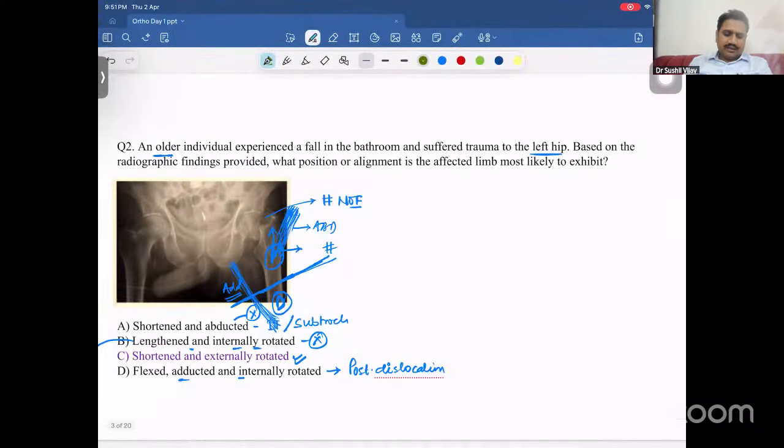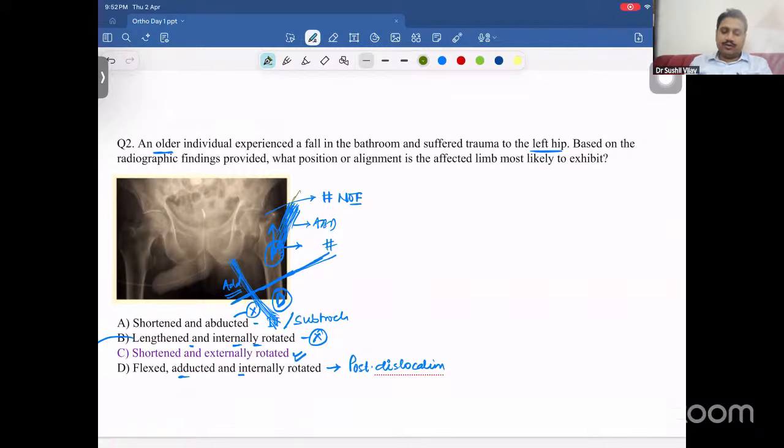This one is all about the mobility, beta, that is, how the distal fragment is going to move. So abductors are connected over here. So when these abductors are here, they are going to pull it up. They are going to pull it on the outer side. Right?